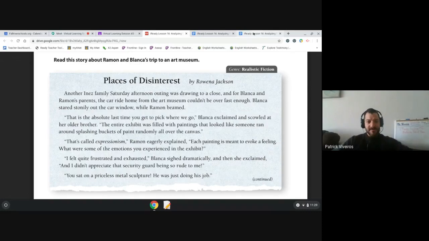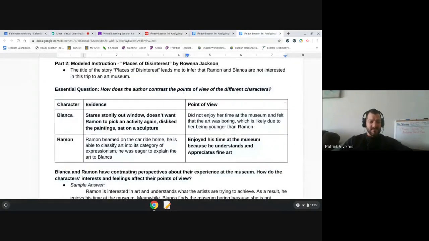So we're going to go back to the student work, and we're going to cover Ramon now. For Ramon, it gave us the point of view. This bolded text here is what was in your document. So it tells us what his attitude is, and now it wants evidence that supports that point of view, or evidence that shows that he enjoyed his time at the museum because he understands and appreciates fine art.